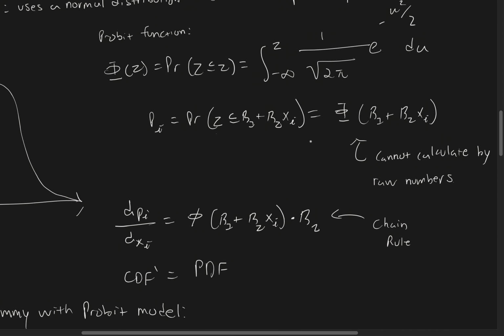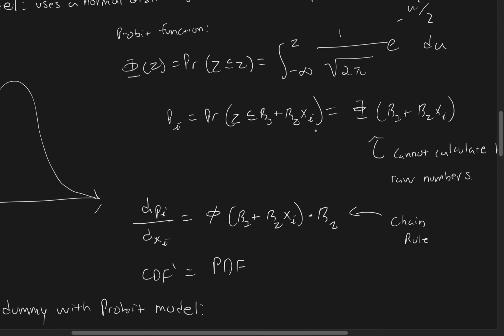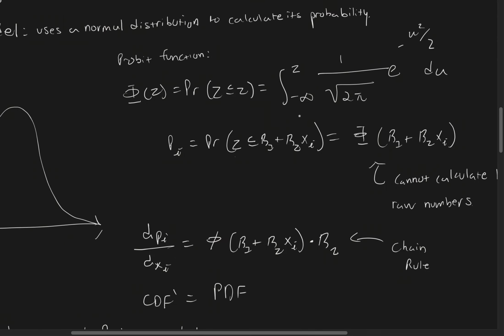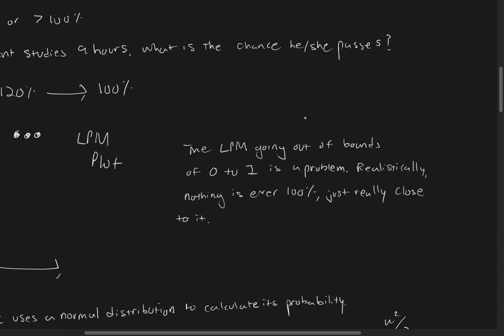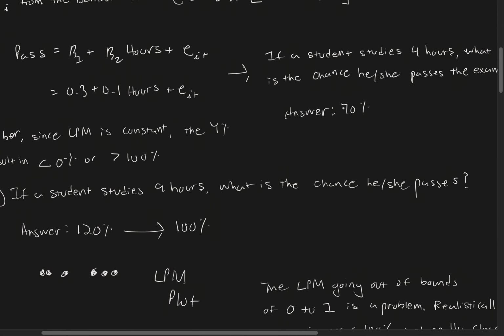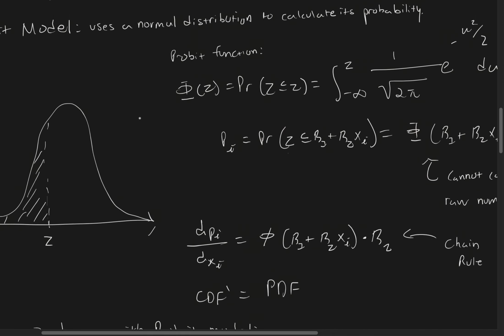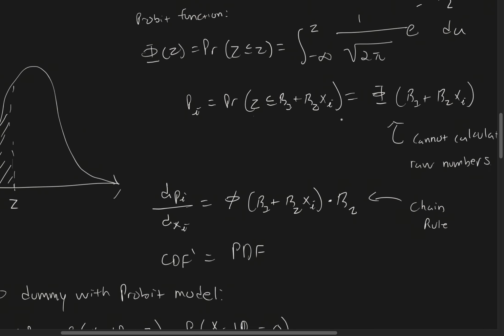And so obviously because it's utilizing the normal distribution, the z part of the function, we can't just do what we did in the LPM and input the value of x into the variable and then calculate it. We can't do that because we have to look at the z table afterwards.